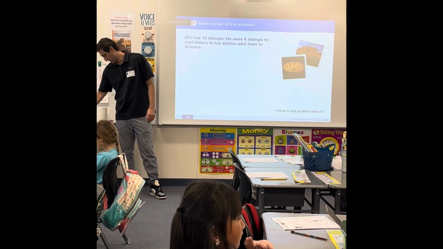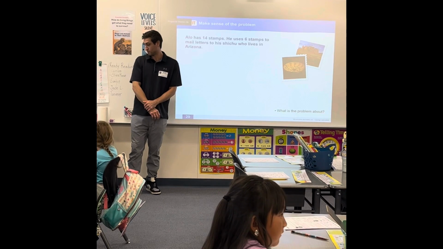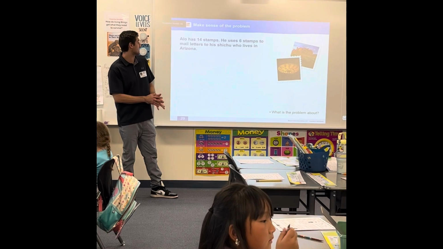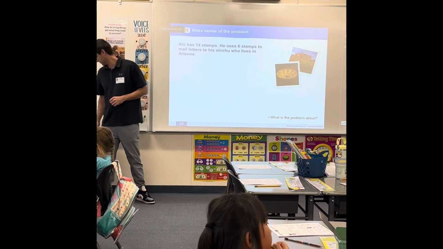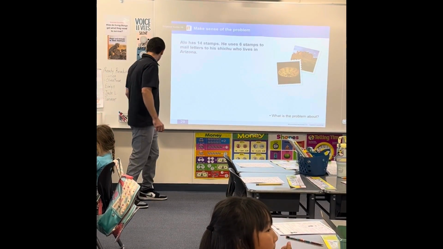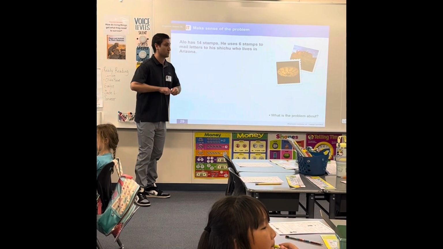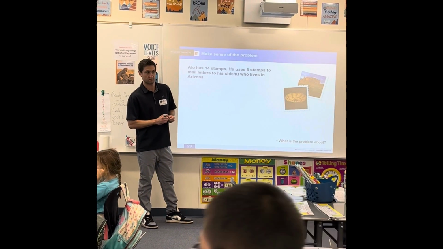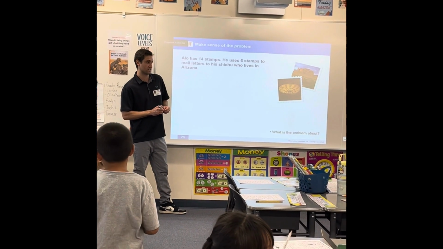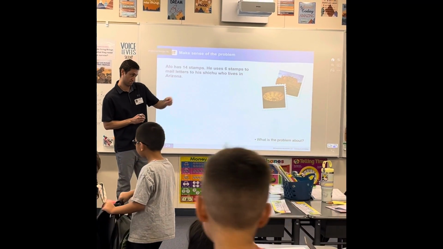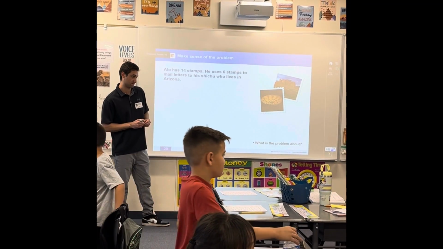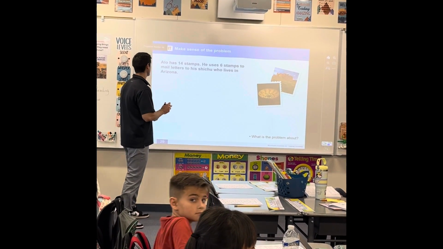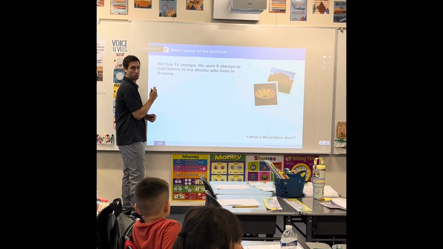Good. Alright. Alo has 14 stamps. He uses 6 stamps to mail letters to Shichu, who lives in Arizona. So what type of problem do you guys think this is going to be? We'll look more into it. Alright. What's the first piece of information we should underline?